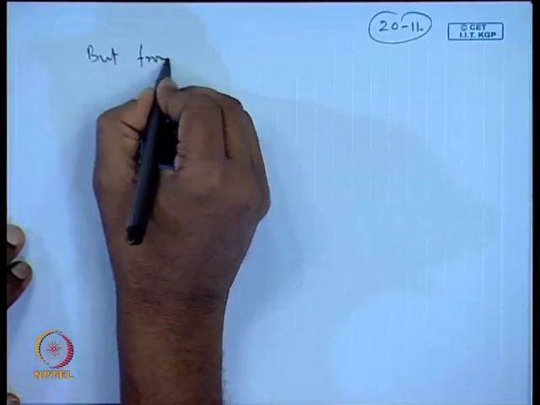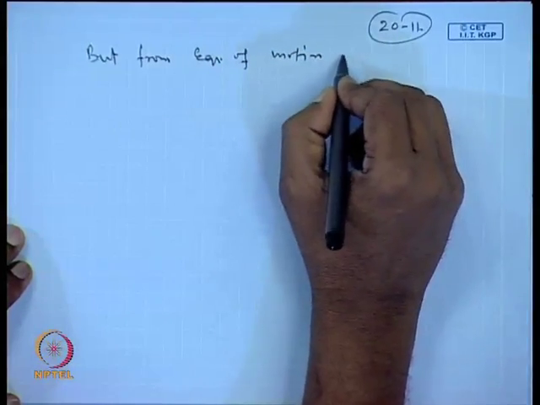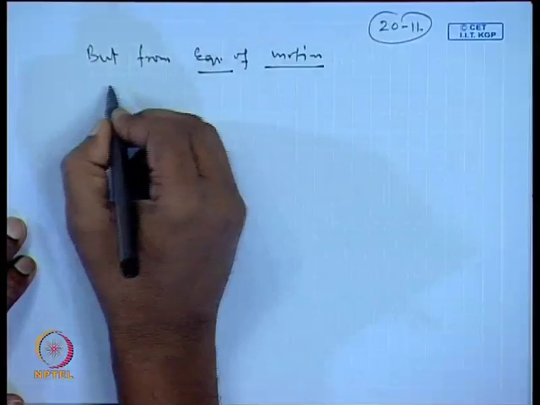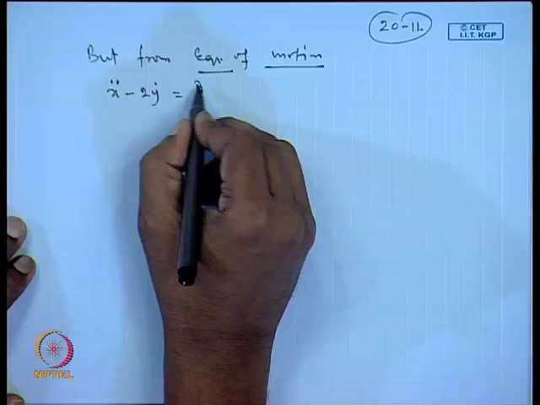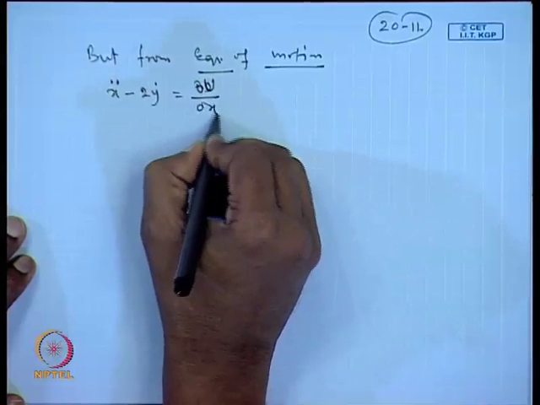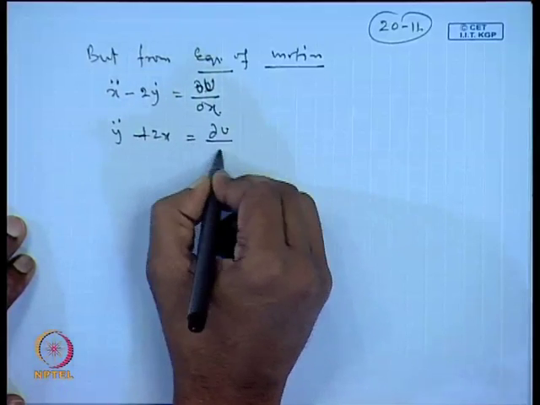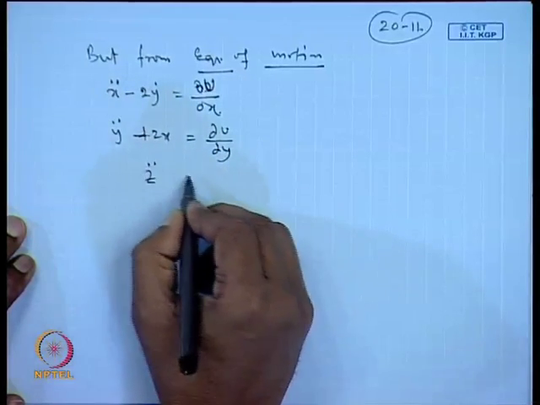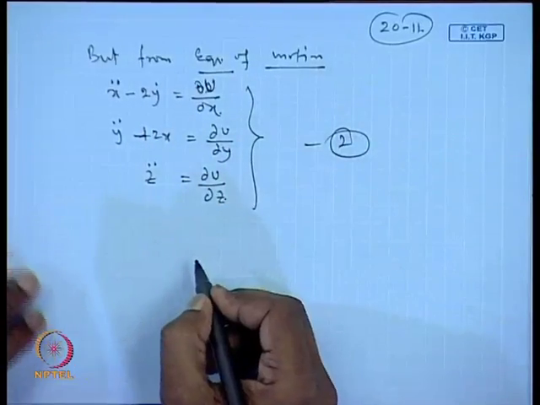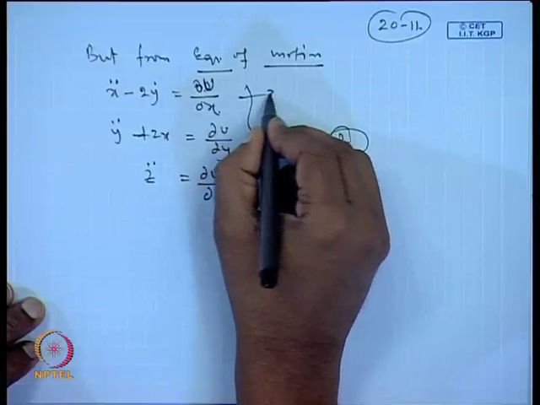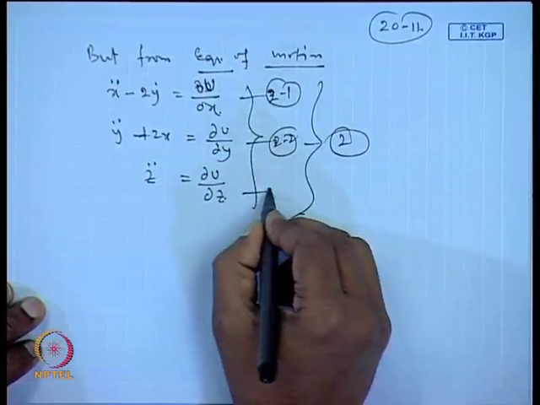But from the equation of motion that we developed earlier in the synodic reference frame, we know that x double dot minus 2 y dot is equal to dou u by dou x, y double dot plus 2 x dot is equal to dou u by dou y, and z double dot is equal to dou u by dou z. So, we can write these as equation number 2.1, 2.2, and 2.3.